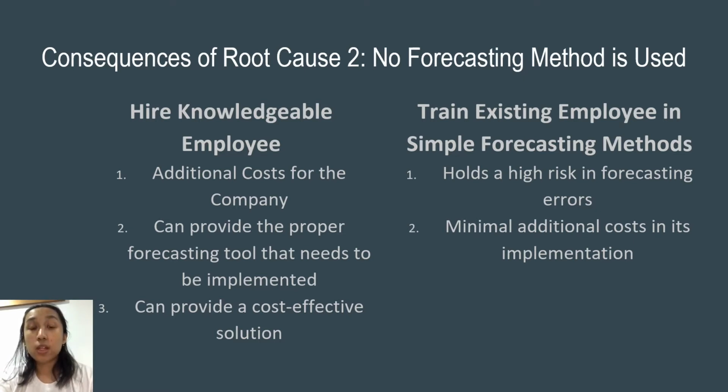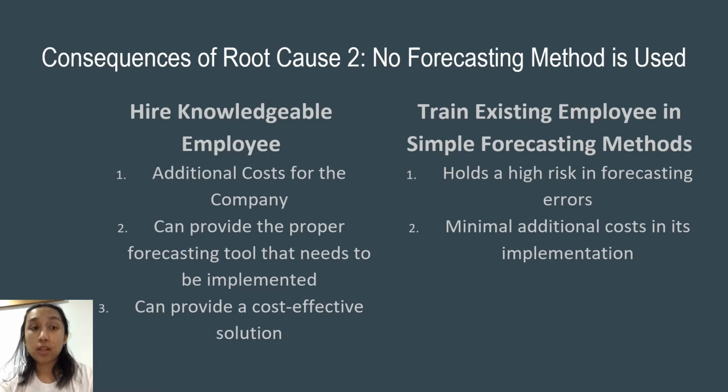So for the first alternative, hire a knowledgeable employee. This is an additional cost for the company as you will be hiring a new employee, but they can provide the proper forecasting tool that needs to be implemented in a situation. And lastly, the knowledgeable employee can provide a cost-effective solution, as they will be looking at what does work and what is the best choice for the company's situation.